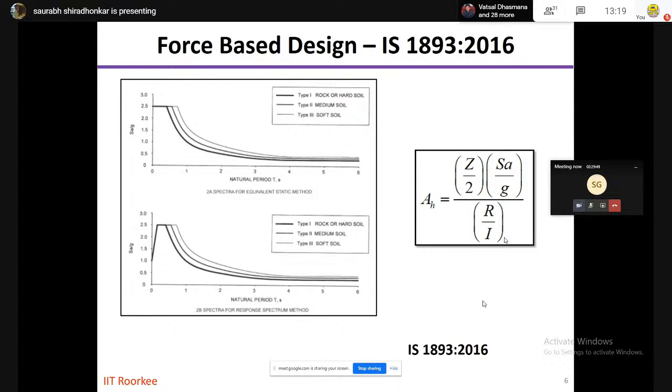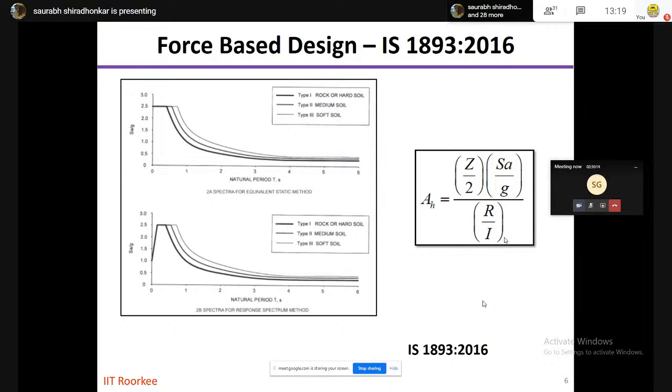Once you have the knowledge about the location of the building, you can work out the zone parameter, and knowing the time period, you can work out the Sa/g value. The important parameters in this expression are R and I. I again depends upon the occupancy type. So for a regular building, the I factor is 1. For important buildings, it is 1.2 and 1.5 in the new IS 1893.